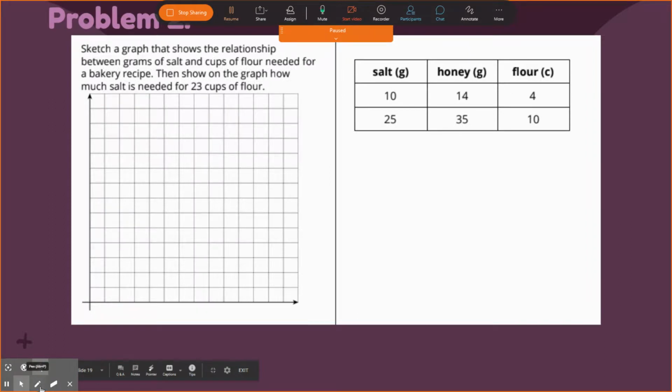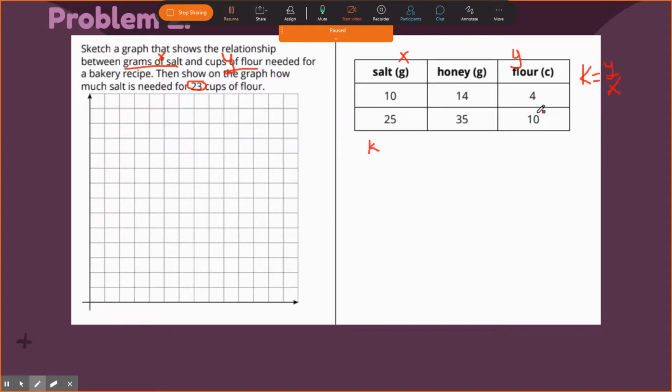All right, so let's go over our last practice problem. This time it says sketch a graph that shows the relationship between the grams of salt and the cups of flour needed for our baking recipe, then show 23 cups of flour. All right, so here's our x, here's our y. Remember, first thing we have to do is find k. And the formula for k is k equals y divided by x. So I have to take a y and divide it by x.